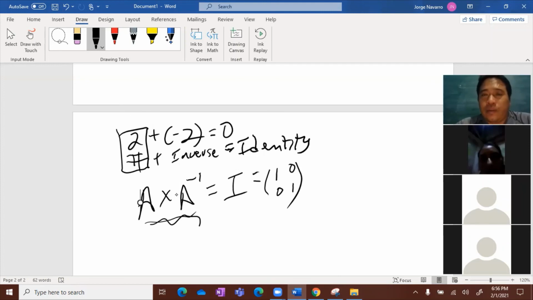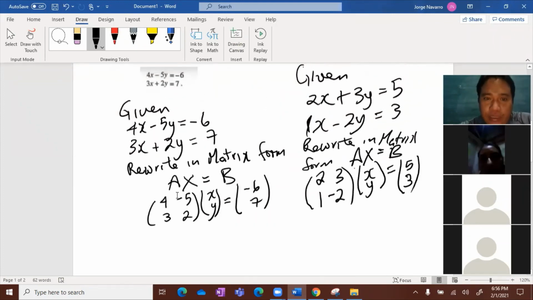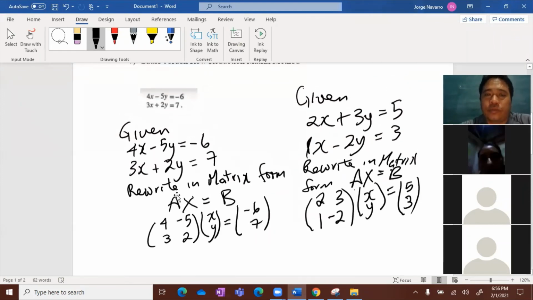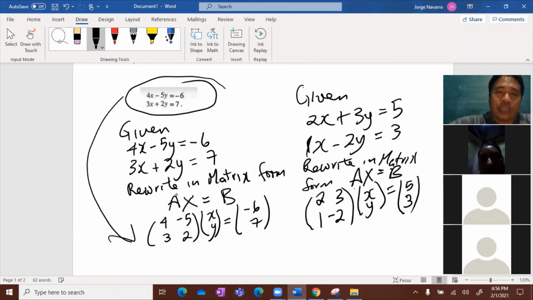All right. Now let's look at what is our purpose today. Our purpose today is simple. All we want to do is change a simultaneous equation into its matrix form. That's all we want to do.